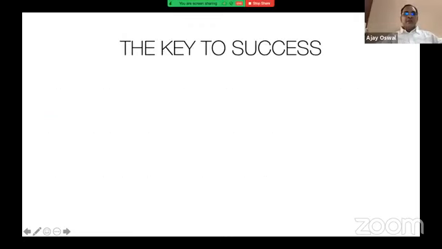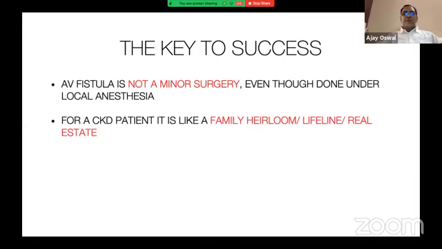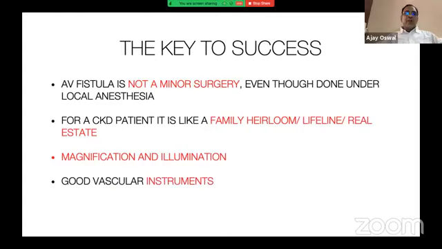The key to success. AV fistula is not a minor surgery, even though done under local anesthesia. For a CKD patient, it is like a family heirloom, lifeline, or real estate. I cannot overemphasize the importance of magnification and illumination, good vascular instruments, and training.